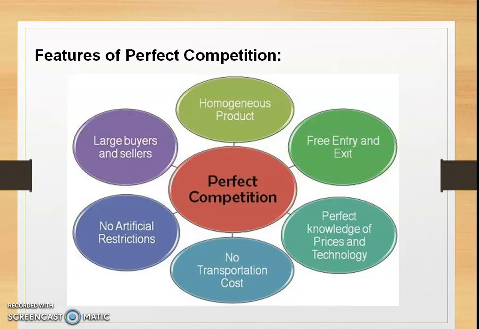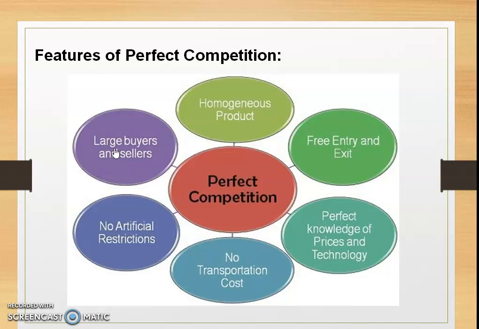Okay, so let's see the features of perfect competition. There are 6 features. Let's start with the first one, large number of buyers and sellers. In perfect competition, the buyers and sellers are large enough that no individual can influence the price and the output of the industry.